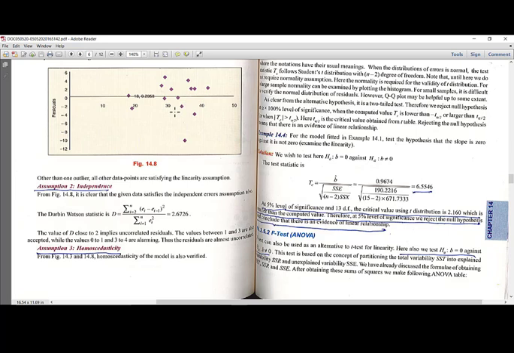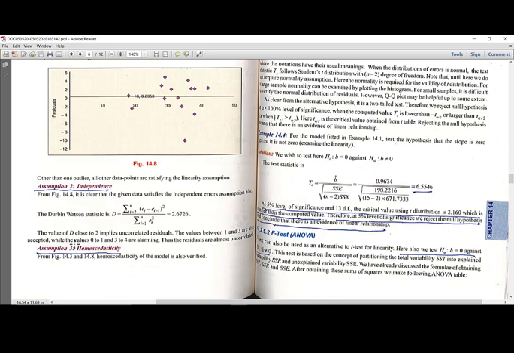If we calculate the Durbin-Watson statistic D by substituting these values, we get the D value as 2.6726. The value of D is closer to 2. This implies uncorrelated residuals. As we already discussed, a D value between 1 and 3 is accepted, while values from 0 to 1 and 3 to 4 are alarming.